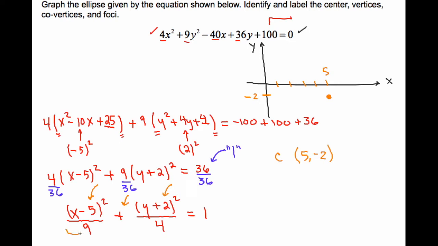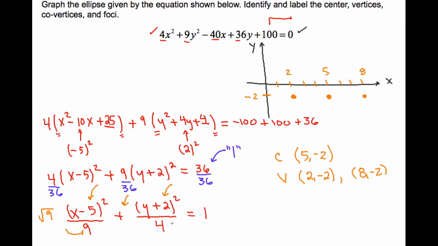And in the direction of x, we have a distance of the square root of 9, which is 3 units, shifted from the center to form the vertices. 3 units left of 5 would be 2, so one vertex is at 2, negative 2. 3 units right of 5 would be 8, so we have 8, negative 2, and the location of the 2 vertices. So along the x-axis, I'm just going to label that 2 and that 8.